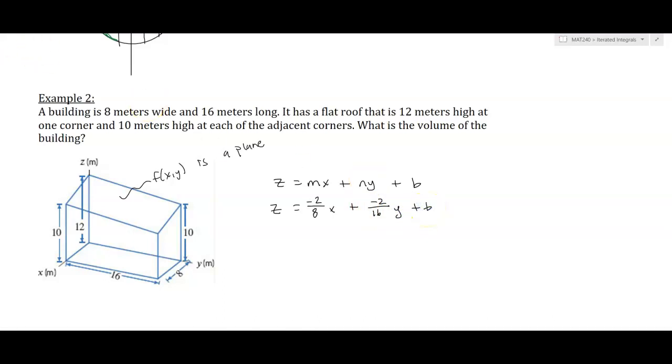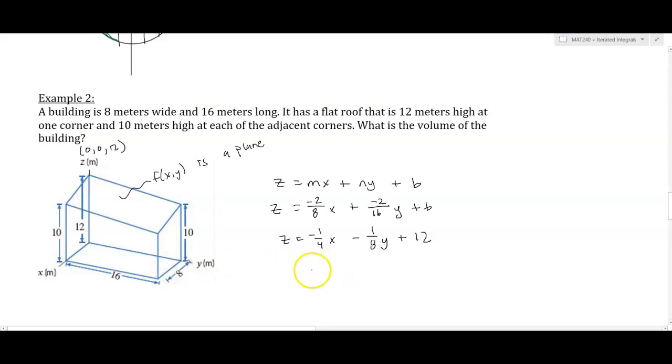And to get the value of b, I can note that this z-intercept point here is 0, 0, 12. And so that immediately tells me that my z-intercept is 12, so this is negative 1/4 x minus 1/8 y plus 12. And now I know what my equation of my surface is.